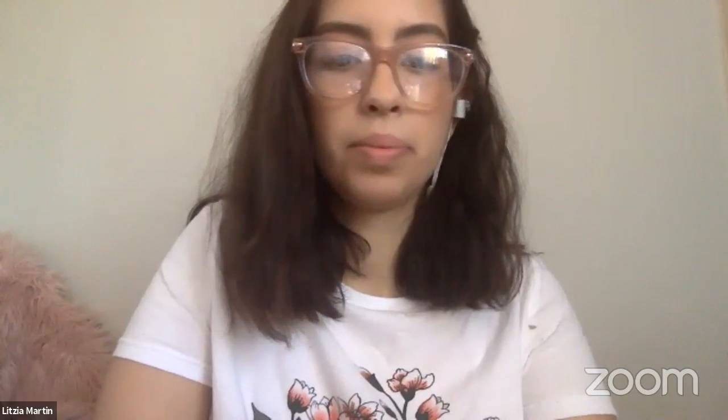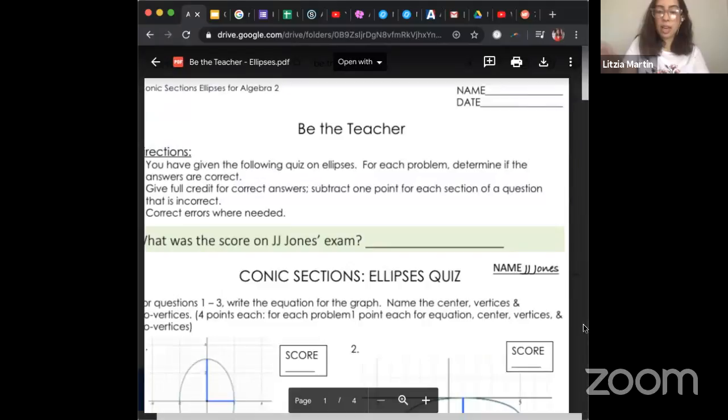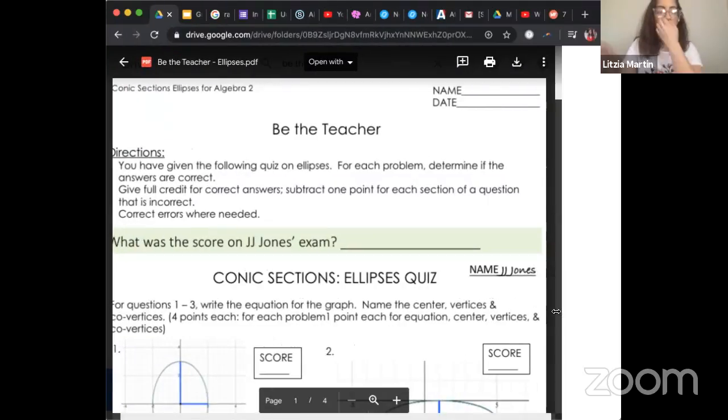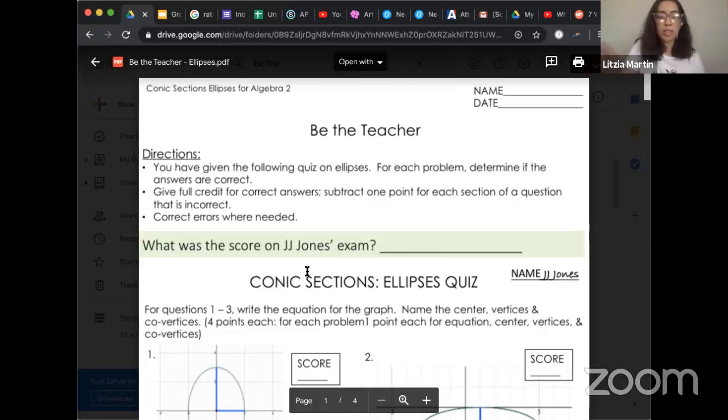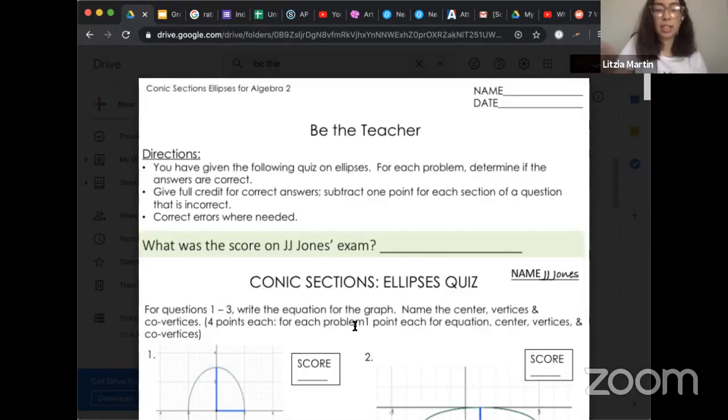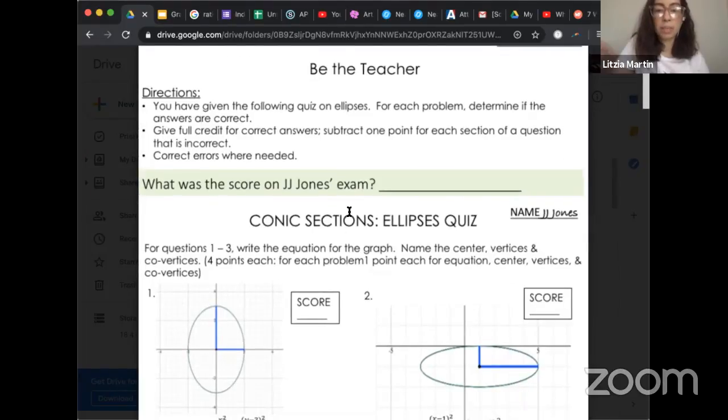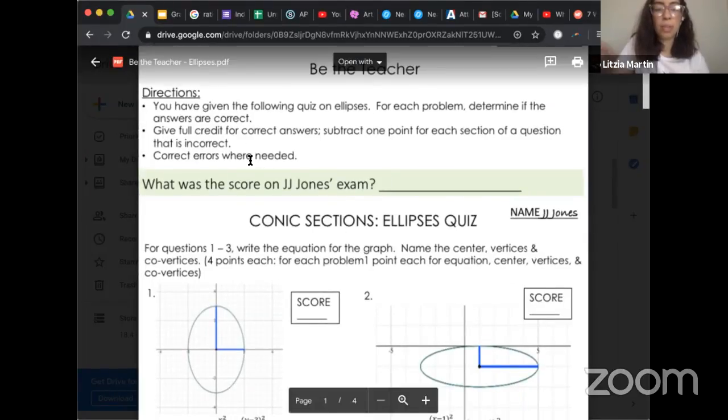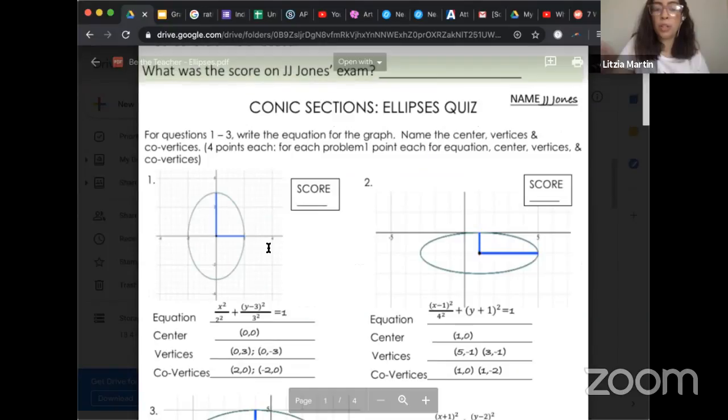Sorry, let me just pull it up so that I can show you while I talk about it. Okay. Oops, I stopped sharing my screen. So this is what the assignment will look like. JJ Jones is the student here, and he has taken a quiz on ellipses. And so what you are going to do is go through the quiz and grade it.